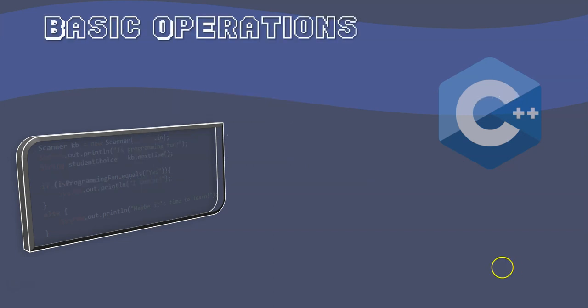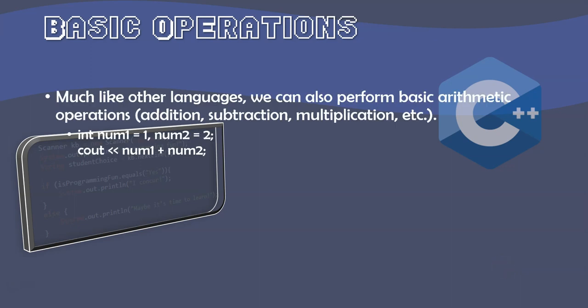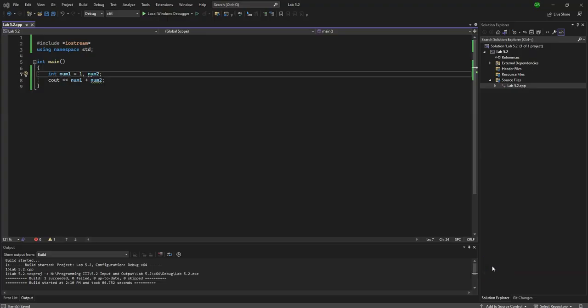And lastly, let's just really briefly talk on basic operations. Much like other languages, we can also perform basic arithmetic operations, addition, subtraction, multiplication, etc. pretty easily. So for example, if I int num1 equals 1, num2 equals 2, I can do cout num1 plus num2, and that would of course give me the sum of that. So let's go ahead and pop on over to handle an example with doing this.